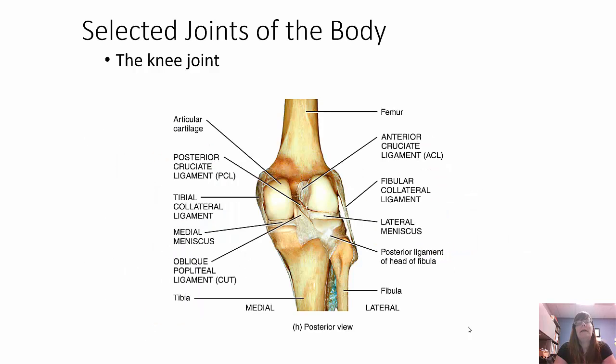Showing you the knee joint, and again, look at that articular cartilage, how smooth it is. And then it's got the tibial collateral ligament by the tibia, fibular collateral ligament by the fibula, anterior cruciate, and posterior cruciate in the middle there.